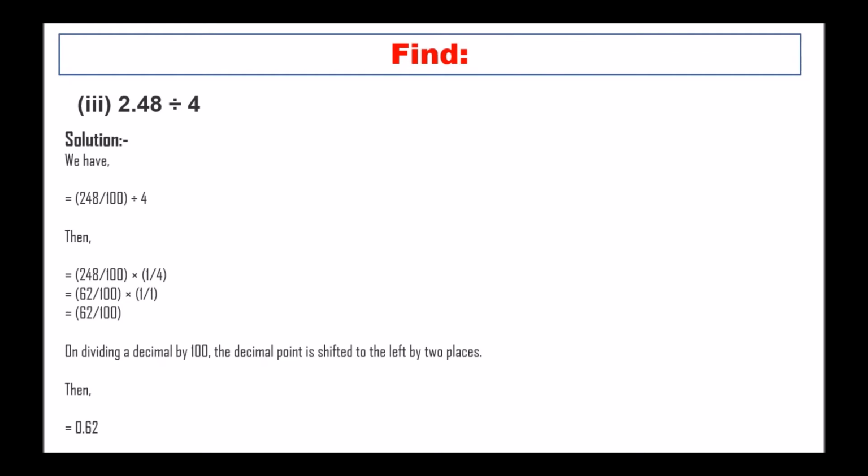Now we will cut it. 4 and 248 we can cut. So it will become 62 upon 100 into 1 upon 1. So it is 62 upon 100. Now we will put the decimal again. So the answer will be 0.62.